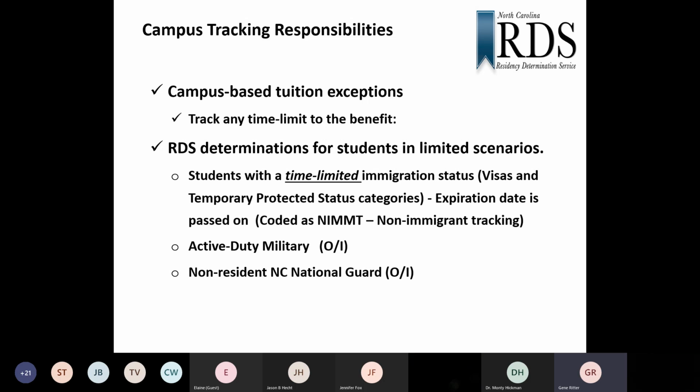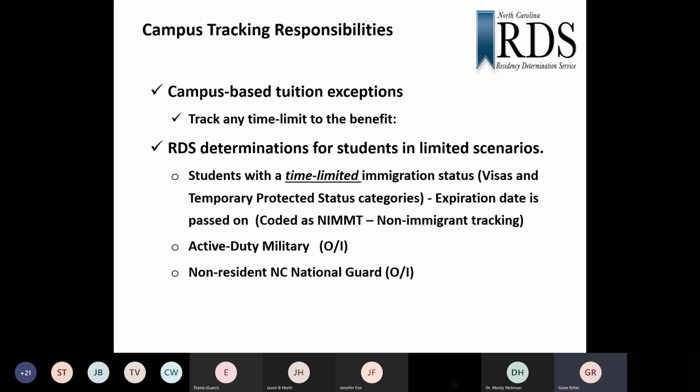We've come up with a new code that's been released that these records get flagged with, and a tracking date. The code you will get in that campus guide, charts with codes and so forth, is basically non-immigrant tracking. And it's visas and what we call temporary protected status. These have a definite time frame, and there's no guarantee they're going to be renewed.